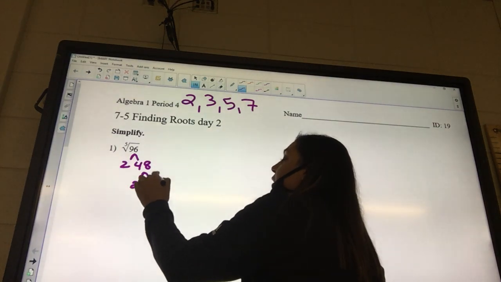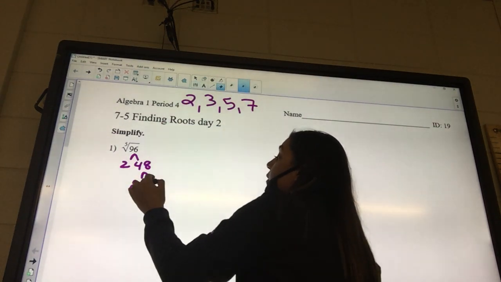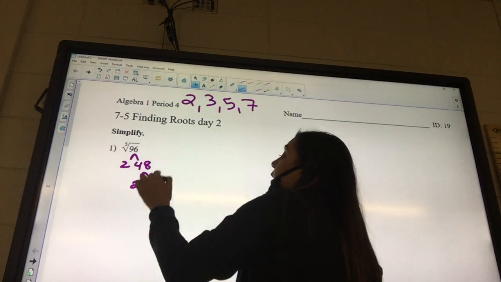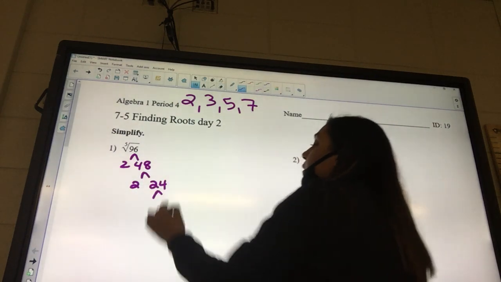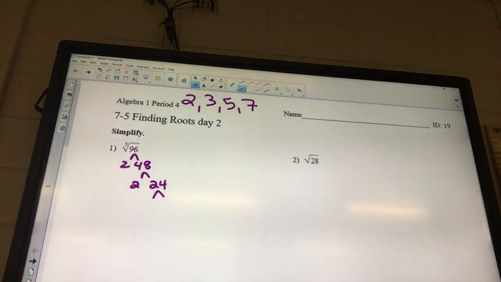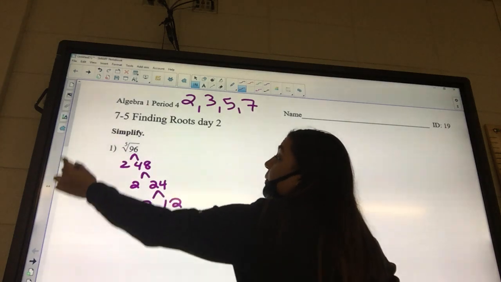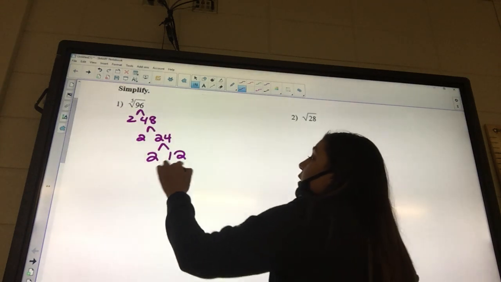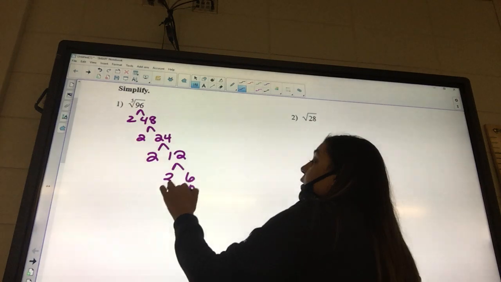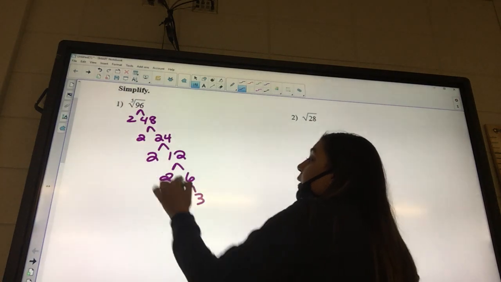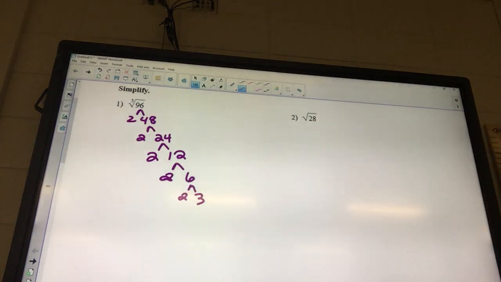If we get a fraction, then what do you do? Keep going. Yeah, keep going. What do you mean, Jay? Keep going. Go to 3. Yeah, then you would say 48 divided by 3. Okay, so 24 divided by 2 is going to be 2 and 12. Okay, 2 and 6. 2 and 3. Okay, so we factor this all the way out.